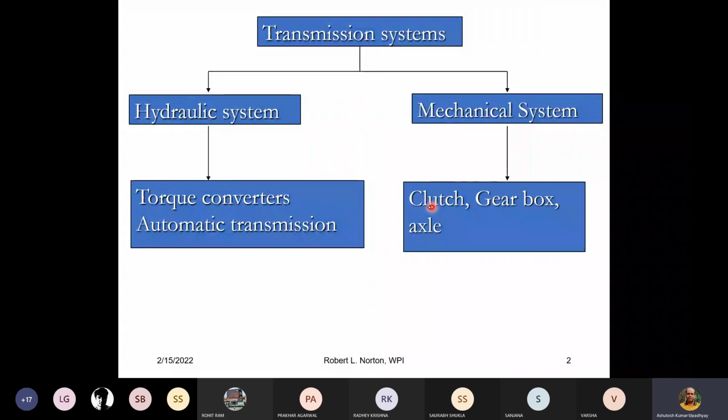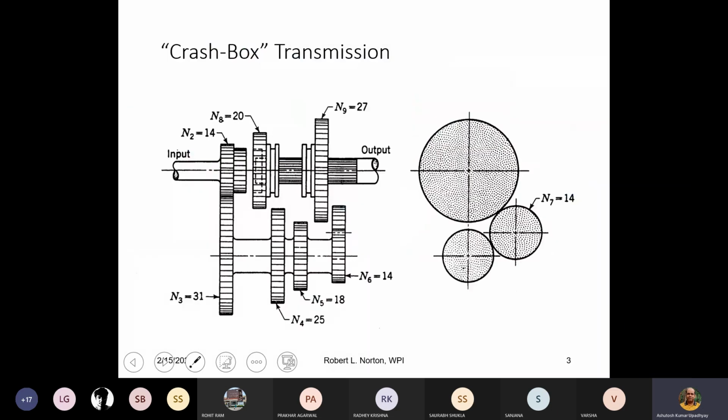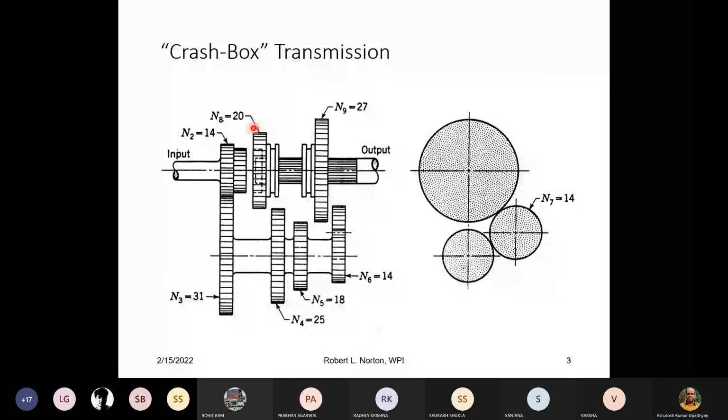But our emphasis is on the clutch, gearbox, and the mechanical system. The initial gear system, possibly the first gear system we have, is called the crash box transmission, in the manual transmission system.